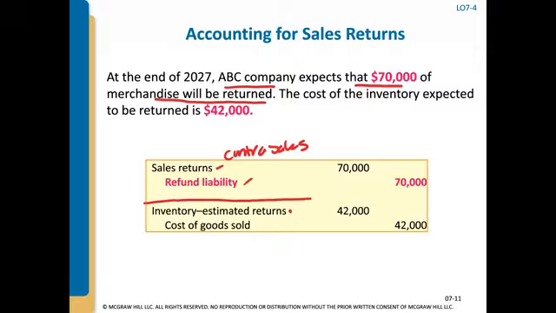But then I have to increase my inventory balance. But these are for items that have not yet been returned. So there's this account called inventory estimated returns, and I debit it for the cost of those returns that I expect, and credit cost of goods sold. This ending inventory estimated returns account goes into your ending inventory number on your financial statements.